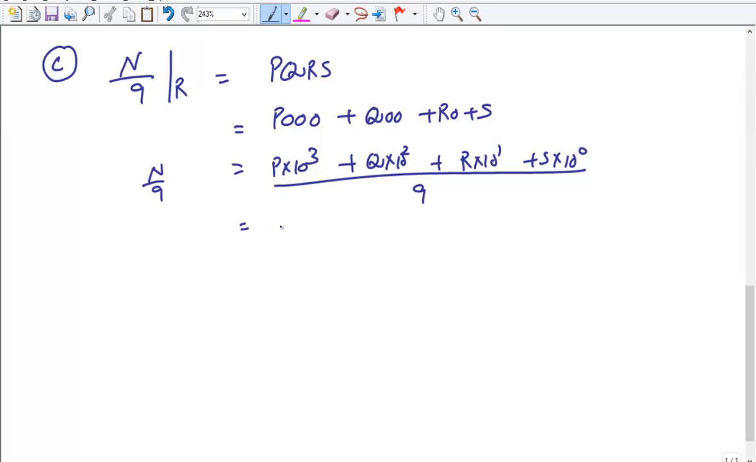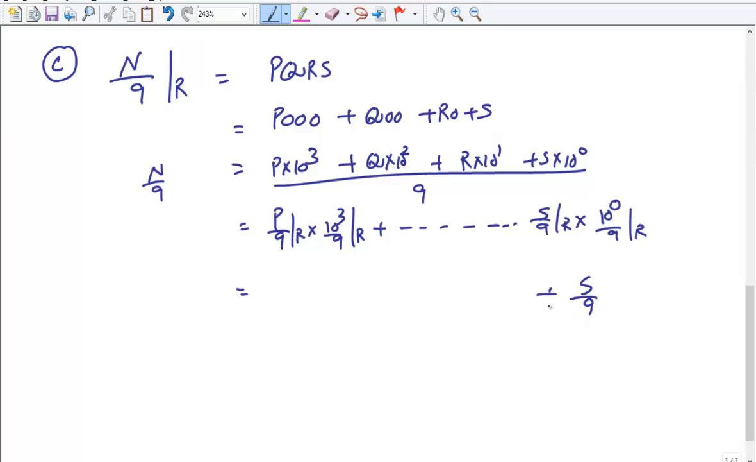Now in such a case we can directly say that it's P by 9 remainder into 10 cube by 9 remainder, and so on up to S by 9 remainder into 10 power 0 by 9 remainder. So 10 power 0 by 9 remainder is 1, S by 9 remainder depends on S, S into 1 is S. For the previous one, 10 power 1 by 9, the remainder is 1. R by 9 remainder is also 1, so 1 into R is R. So it appears like this.